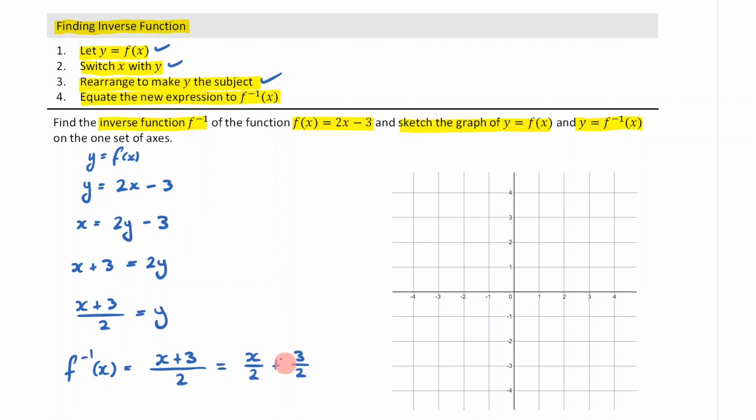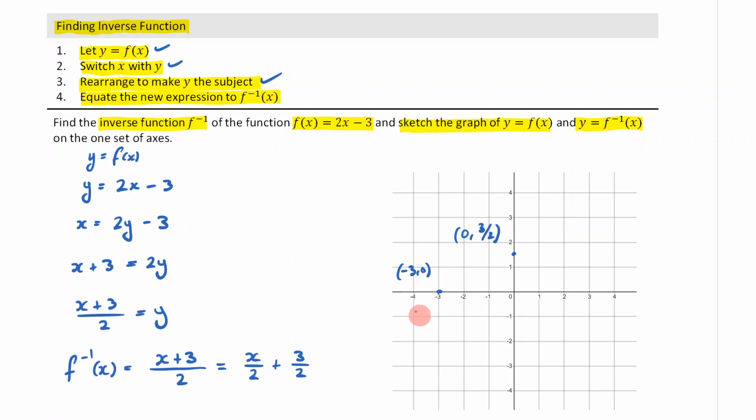So let's begin by sketching the inverse. So the inverse is going to have a y-intercept at 3 on 2, so that's 1.5, so that's going to be there. So I'm going to label that as 0, 3 on 2. It's also going to have an x-intercept. Now, to find the x-intercept, you'd let y equal 0, and then after some rearranging, you're going to find that it's going to be right here at negative 3 on 0.